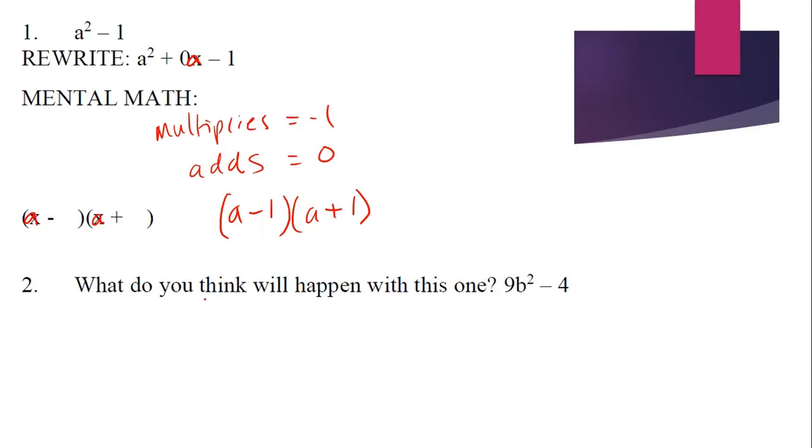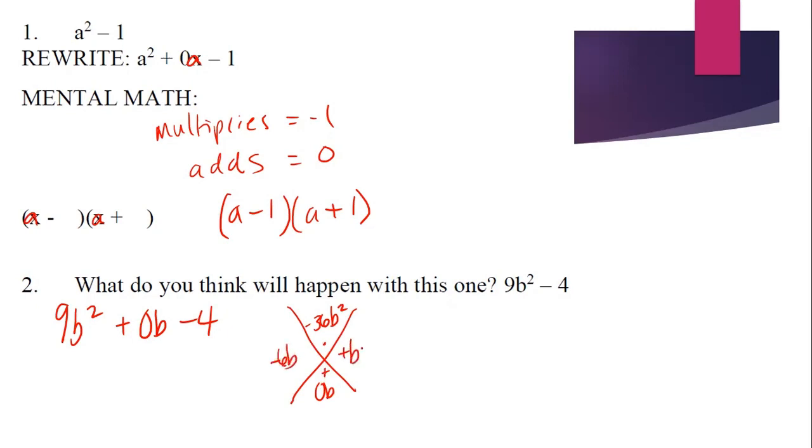All right, so let's try it again here. Now I have 9b squared minus 4. If you look at it in terms of a trinomial, I am missing my b term. So in this case, I'm asking what multiplies to give me -36b squared but adds to give me 0b. And again, it's going to have to be a -6b and a +6b. B's and 6's probably weren't a great idea, but here we are.